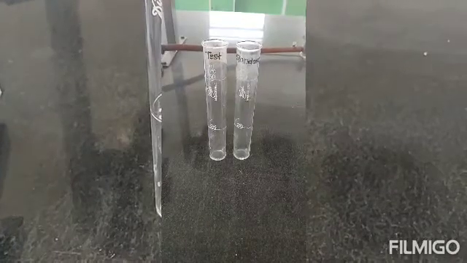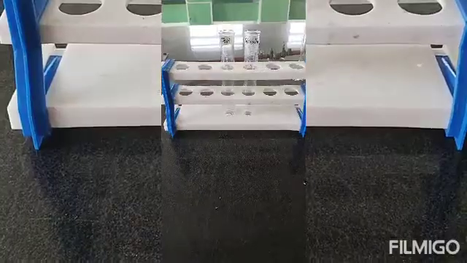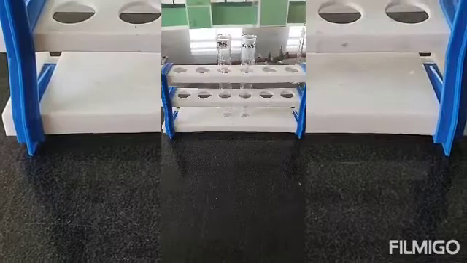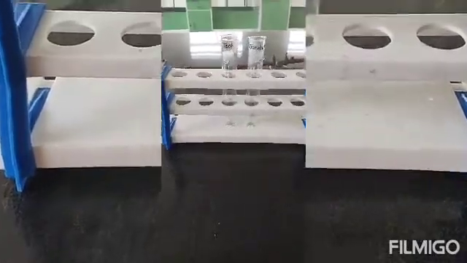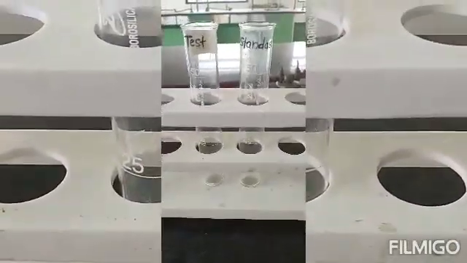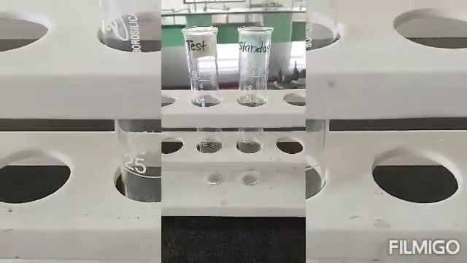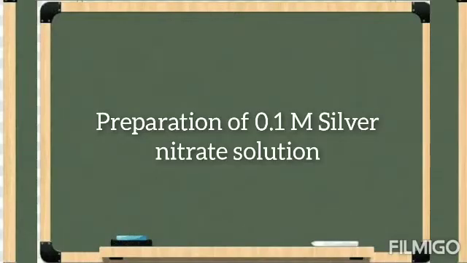Then take 2 Nessler cylinders and place them into the test tube stand. Label one as a test and the other as a standard.